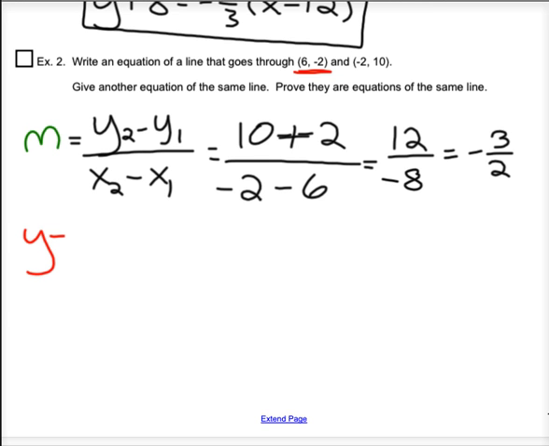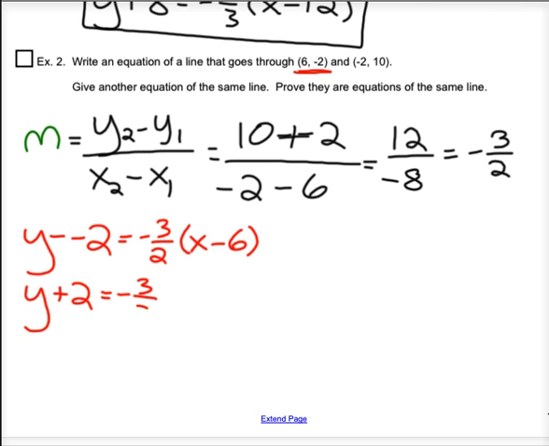So y minus the y value from the point, so -2, equals our slope, x minus the x value from the point. And I'm going to clean that up. y plus 2 equals -3/2 (x minus 6). And again, that is a perfectly legitimate equation of a line. If I ask you for a point slope equation, you can leave it just like that.